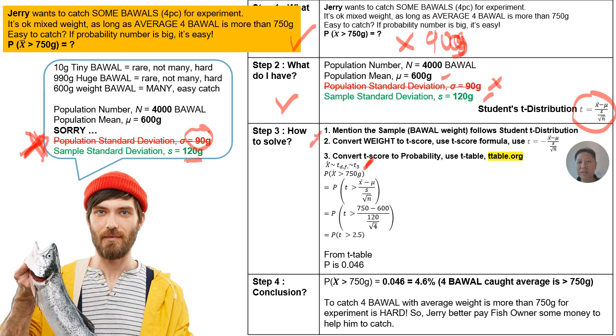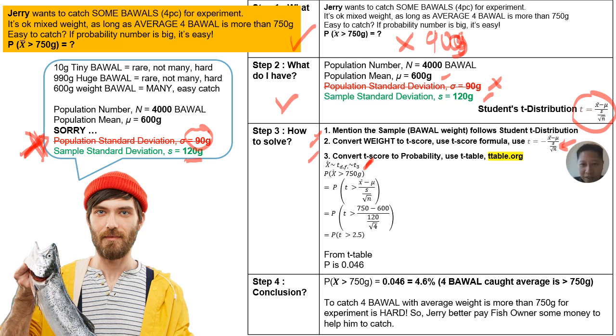Step 2, we convert the weight to t-score. We no longer convert to z-score because we don't have the population standard deviation. So we use the t-score formula to do the conversion. And step 3, this is the hardest part. We want to convert the t-score to the probability number.